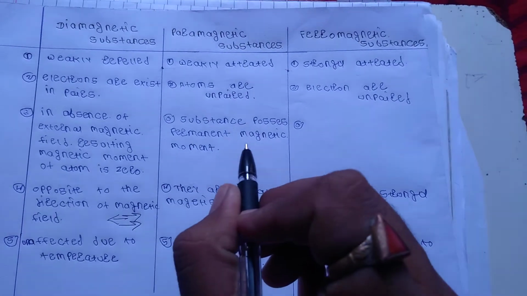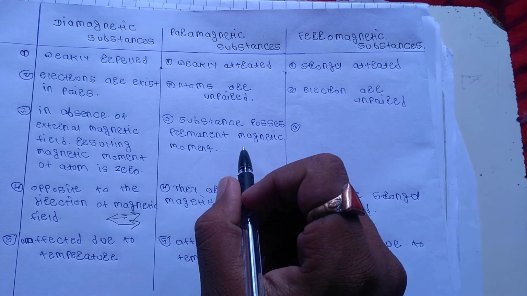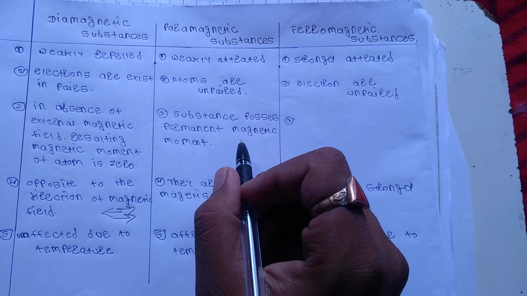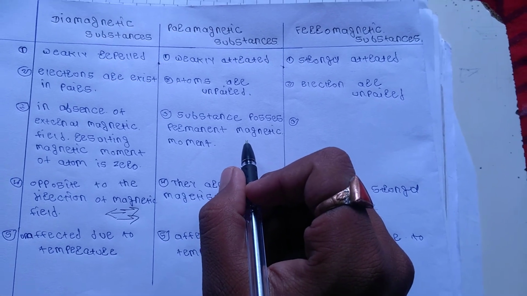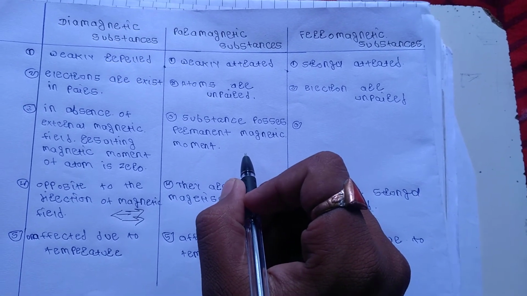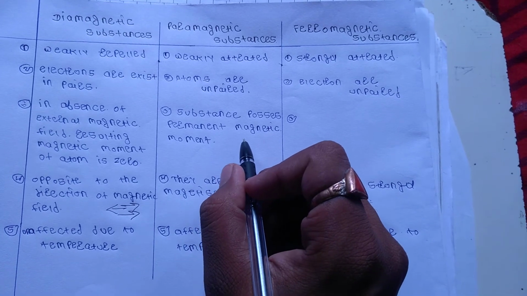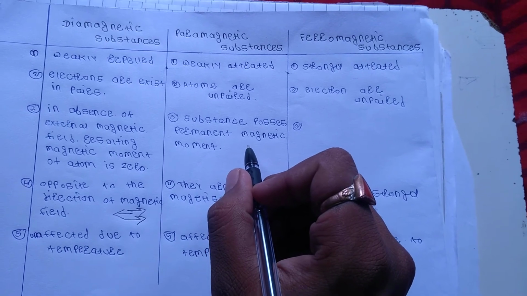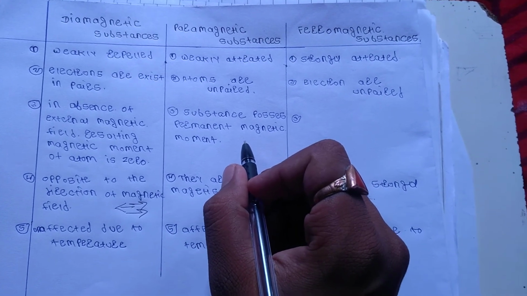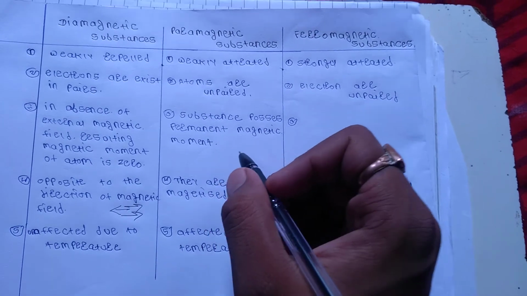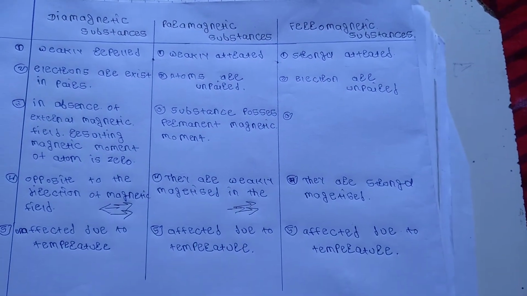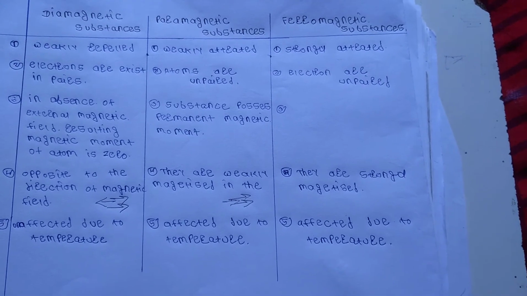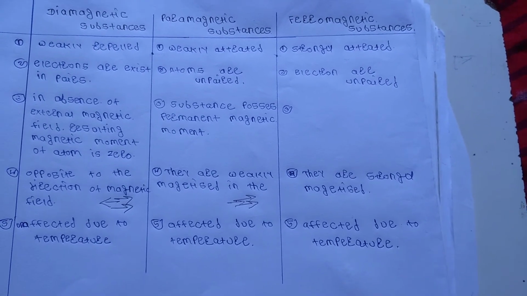In the paramagnetic substances, if the external magnetic field is applied, the substances are weakly attracted by the magnet, and if the external magnetic field is removed, the substances possess a permanent, small net magnetic moment. And in case of the ferromagnetic substances, the substances possess a strong magnetic moment in the absence or the presence of the external magnetic field.